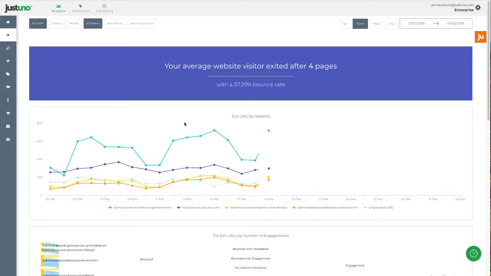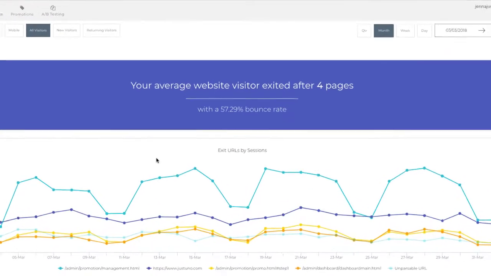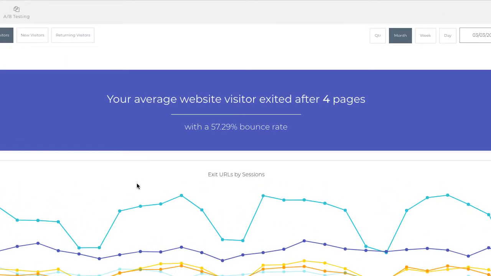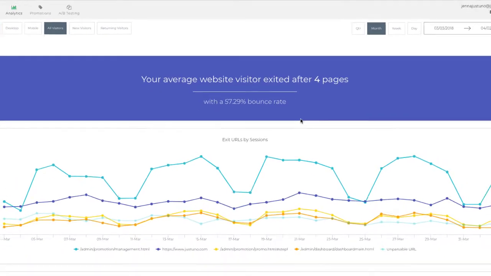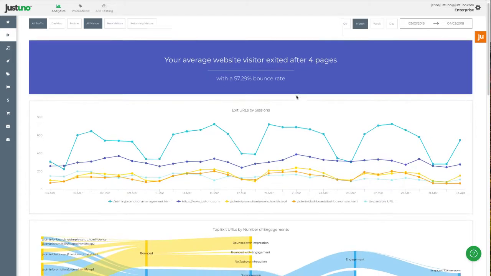This portion of the Justuno dashboard has data surrounding exit behavior on your site. Highlighted on top is the average number of pages viewed before a visitor leaves, along with your average bounce rate. The bounce rate is calculated by the number of visitors that come to your site and leave after only one page view.